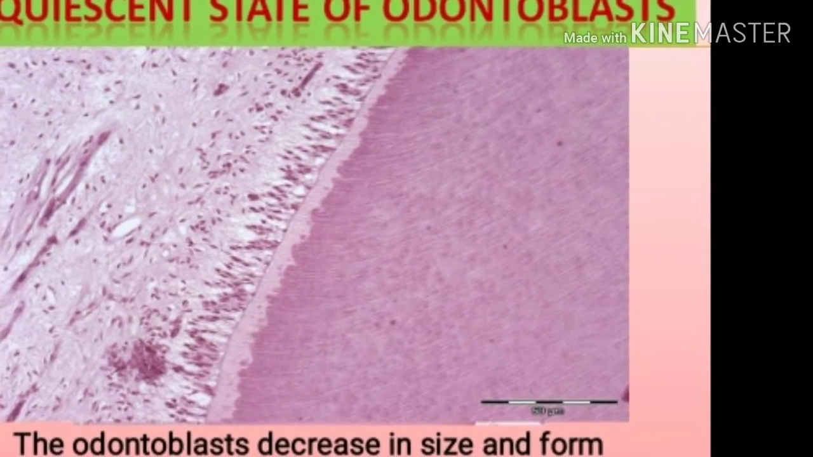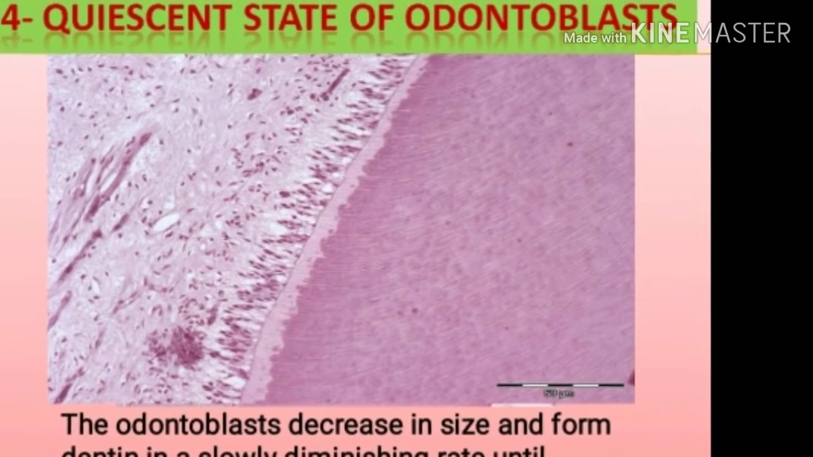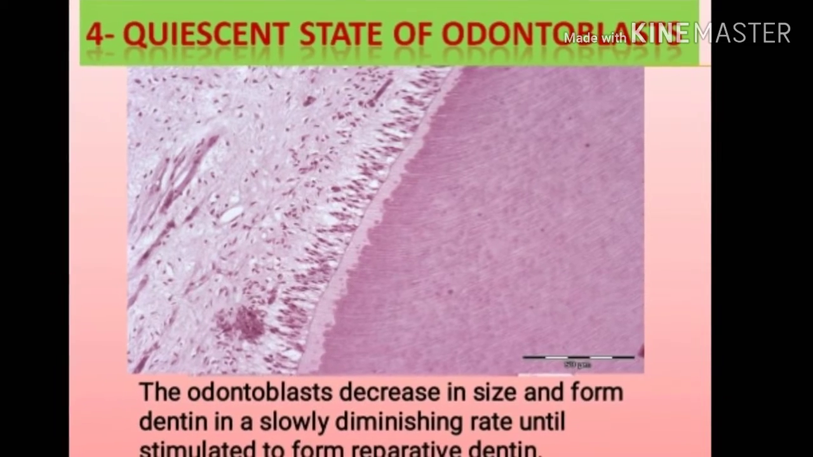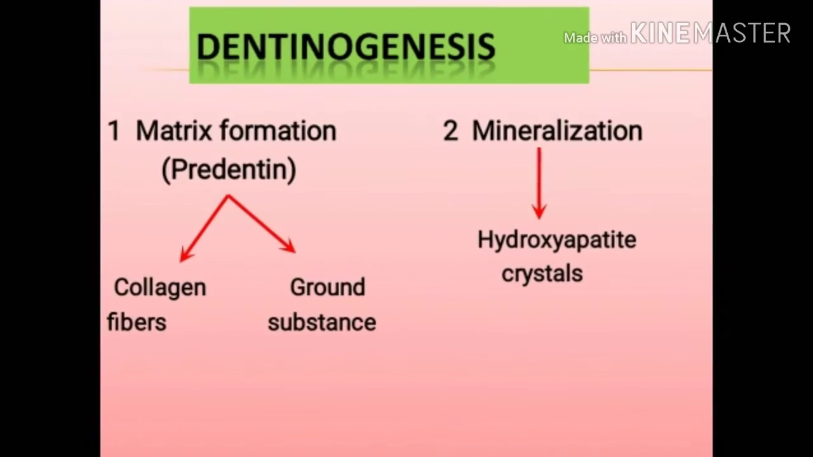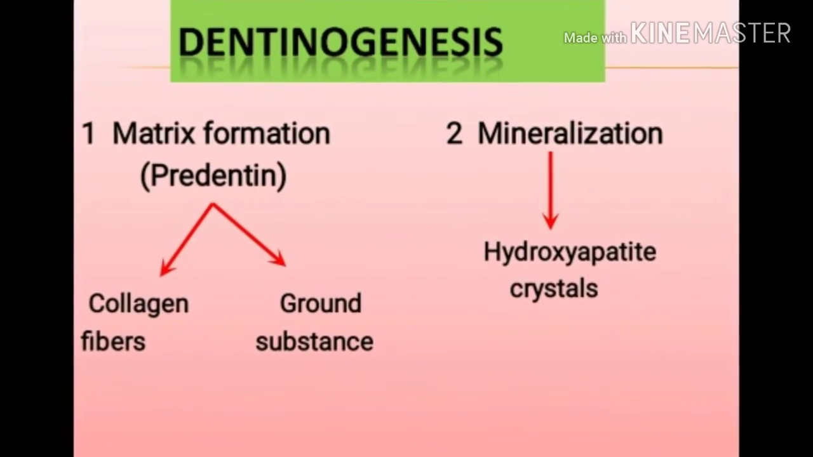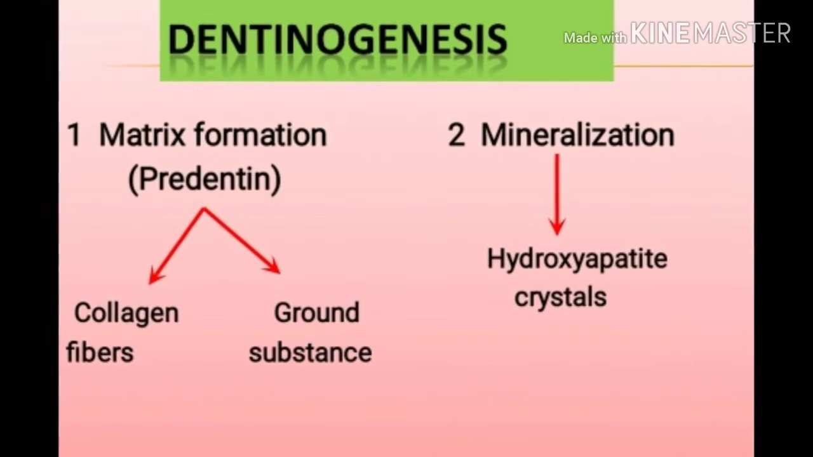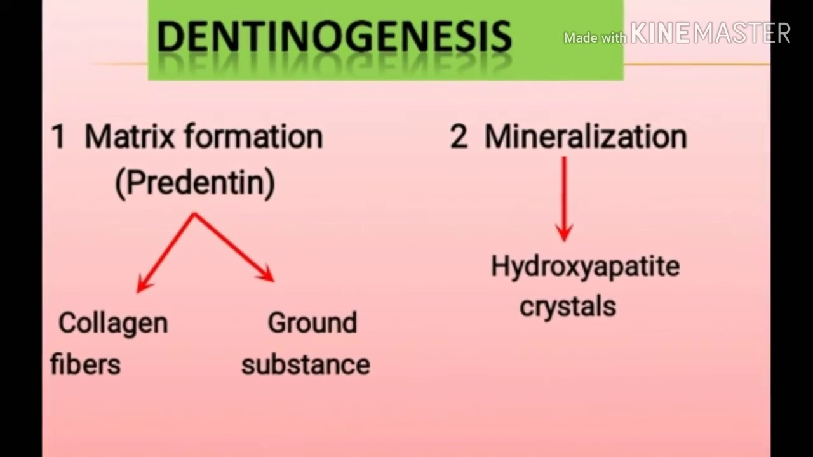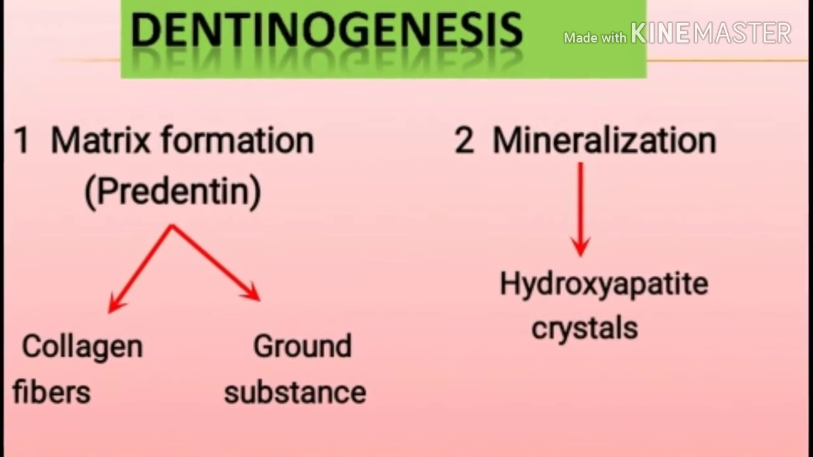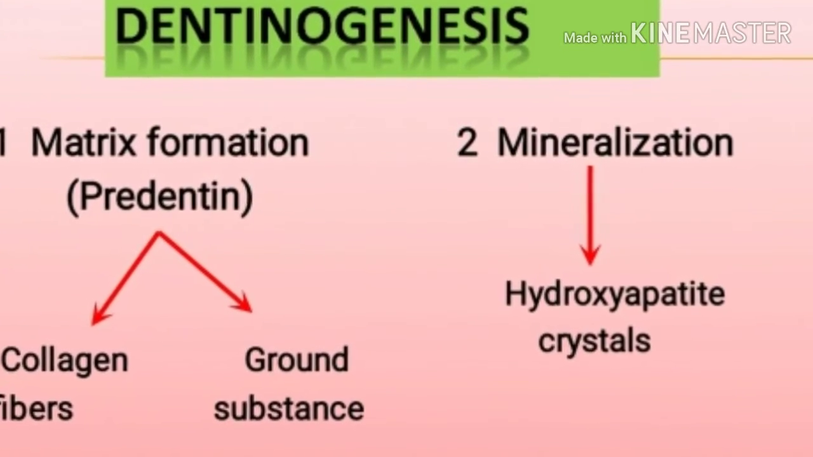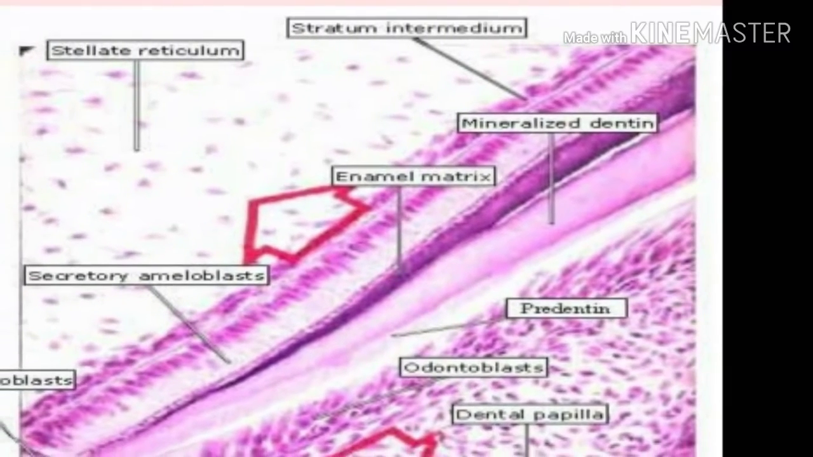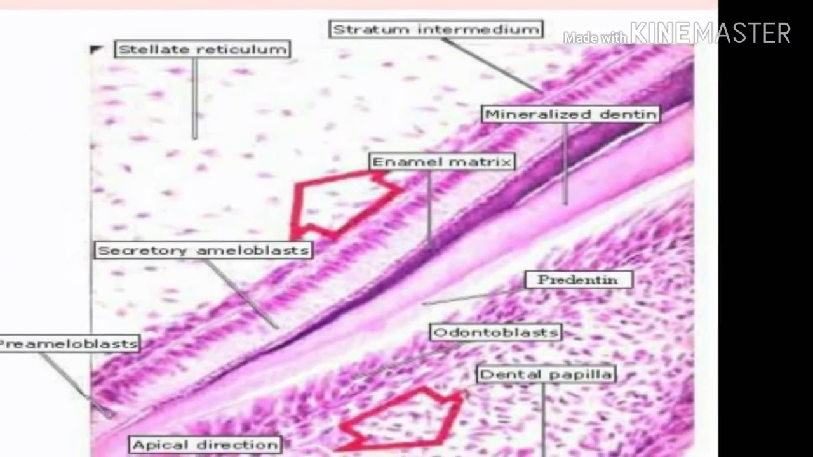We were studying the dentin development, and we have studied the life history of the odontoblast, differentiation of the odontoblast, formation of the predentin, and the odontoblastic process formation. Finally, the quiescent state of the odontoblast. Dentinogenesis. Dentinogenesis is completed in two steps: matrix formation and mineralization. In matrix formation, predentin is formed. At first, the collagen fibers and the ground substance form the matrix, and then hydroxyapatite crystals result in the mineralization. Here the figure shows the direction of the enamel and dentin development.